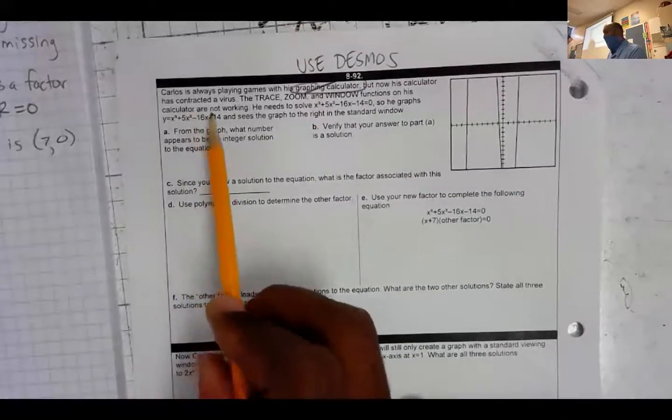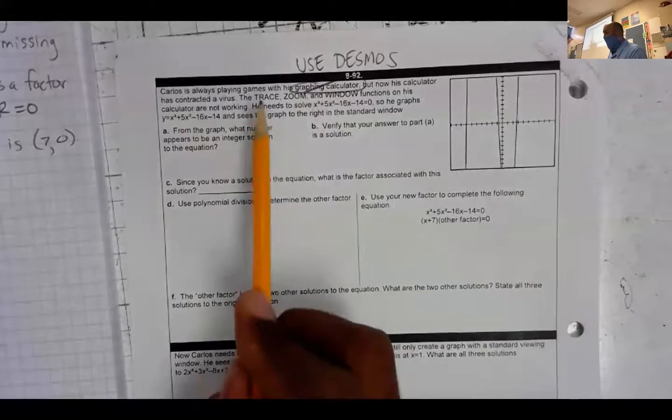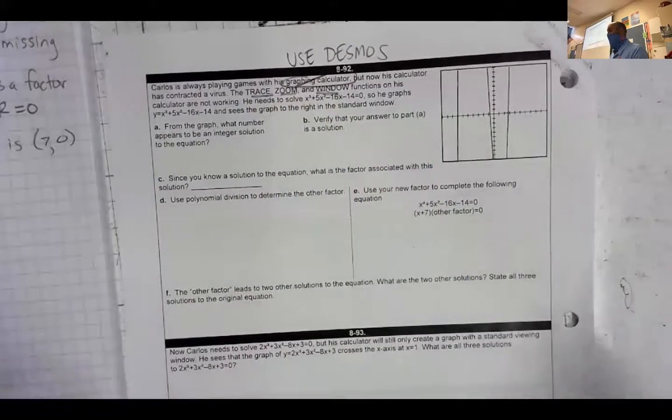Okay. Yeah, it's contracted a virus, yada, yada, yada. It says use trace and zoom in the window. Trace and zoom is all it is. It's just zooming in and out to see the graph. Trace was this tool on your graphing calculator to go across the graph and see what the points are.